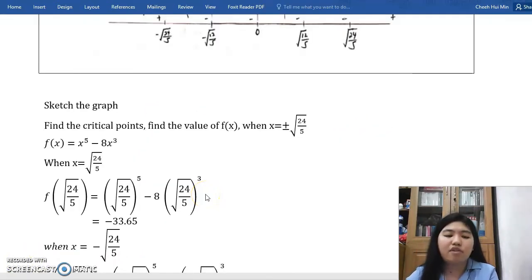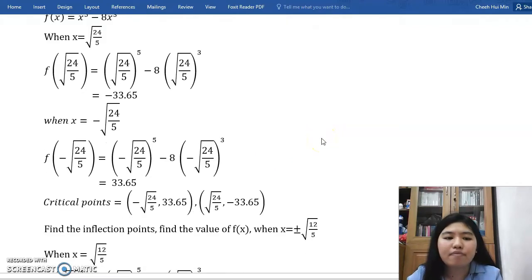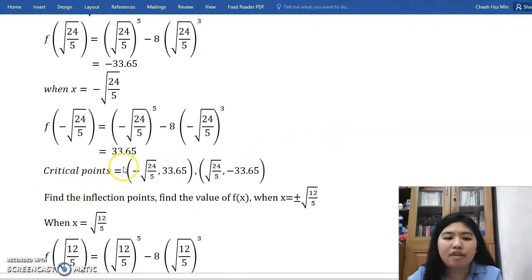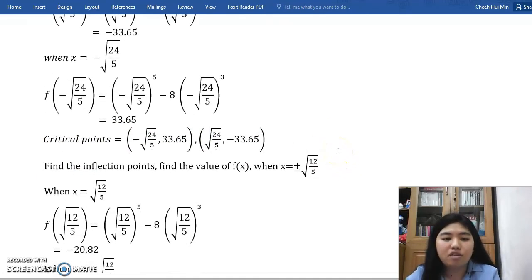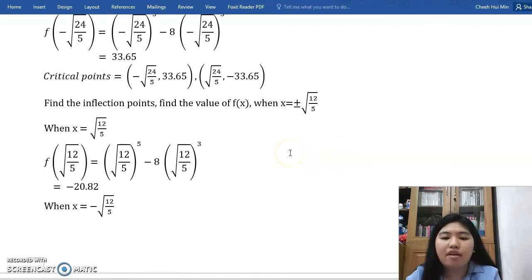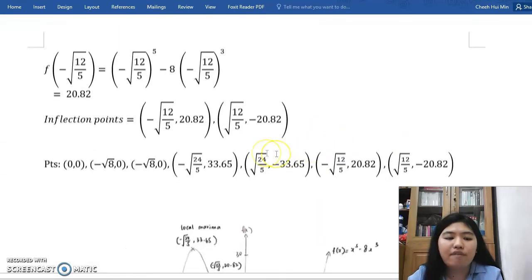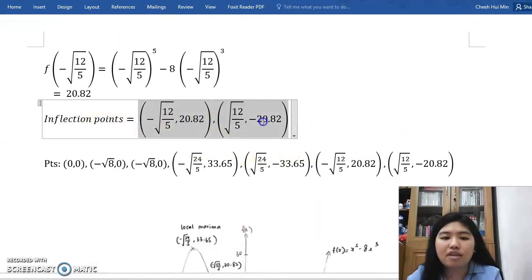Next, we sketch the graph. Before that, we have found the x-intercepts and y-intercept. To find the critical points, we find the value of the f function when x equals positive and negative square root of 24 over 5. And the critical points are the following answer. To find the inflection points, we find the value of f when x equals positive and negative square root of 12 over 5. And the inflection points are the following answer.